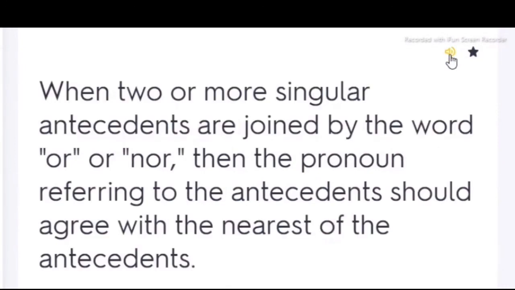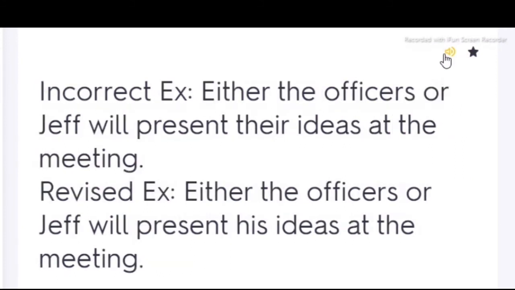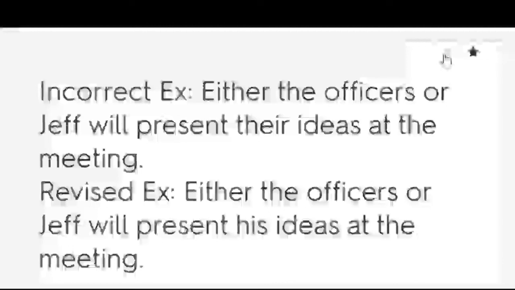When two or more singular antecedents are joined by the word or or nor, then the pronoun referring to the antecedents should agree with the nearest of the antecedents. Incorrect: either the officers or Jeff will present their ideas at the meeting. Revised: either the officers or Jeff will present his ideas at the meeting.